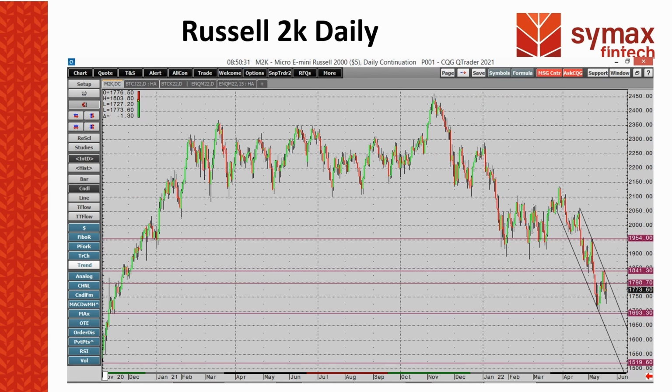Here's the Russell. These are small to mid cap stocks. Here I've managed to get quite a steep downtrend on the daily. Whether that's going to hold this week, we'll have to wait and see. Again, support and resistance levels on there just to help you.